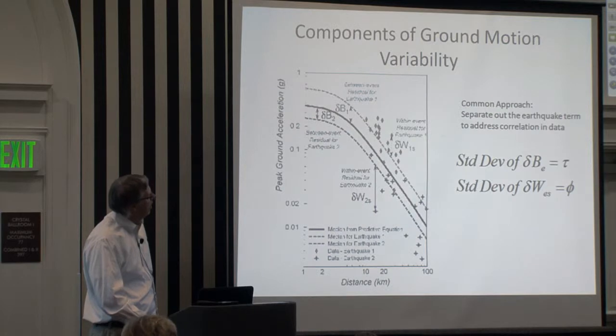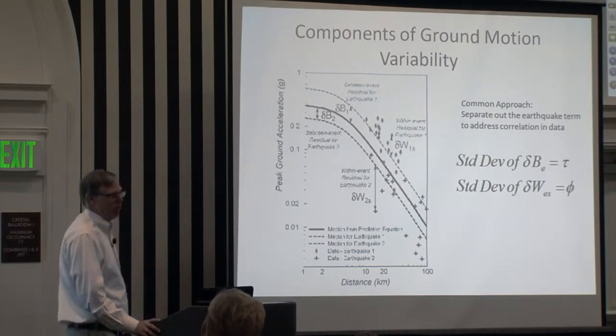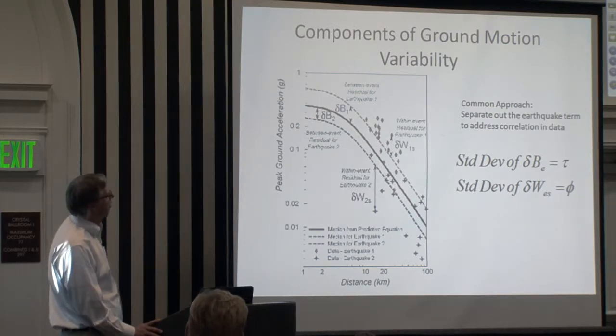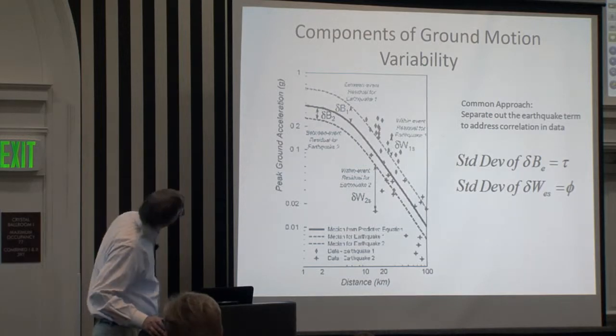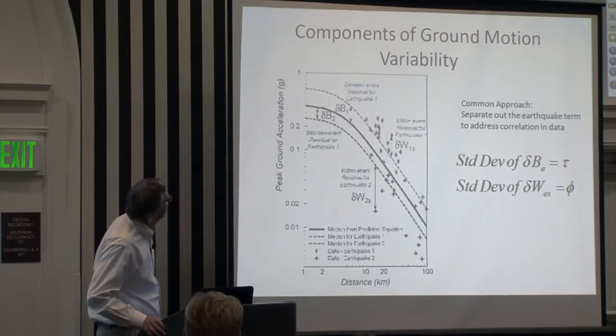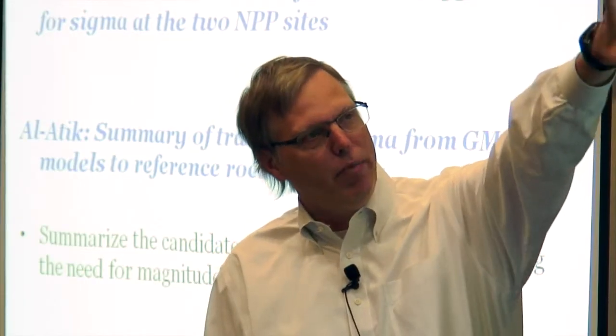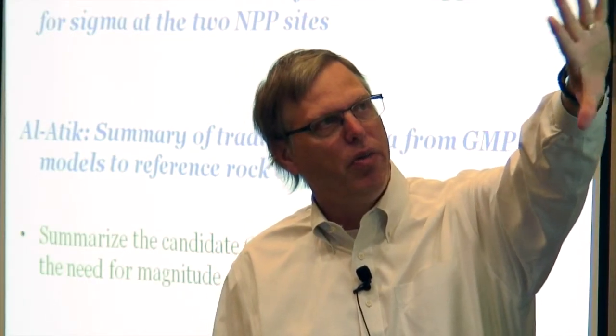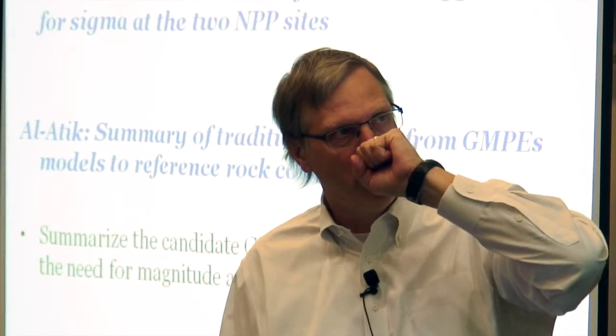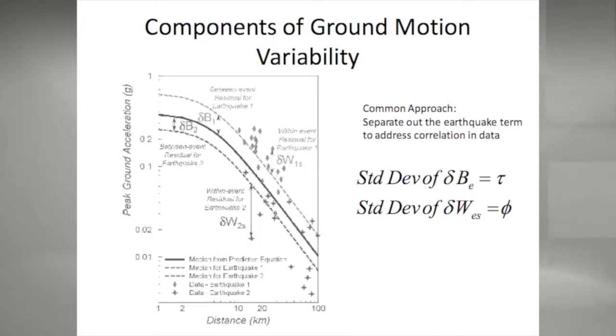So many of you have seen this picture before, okay? This is a pretty bad looking one. We're just mainly talking about breaking our variability into two terms here. This is a standard thing that the ground motion models are doing, a variability of the average effect of an earthquake. This is this delta B term here, and it has a standard deviation of tau.